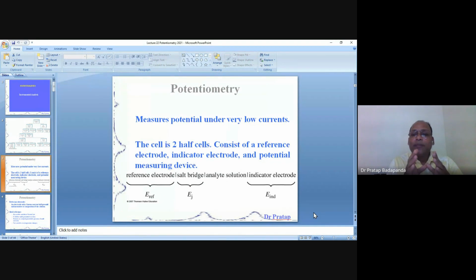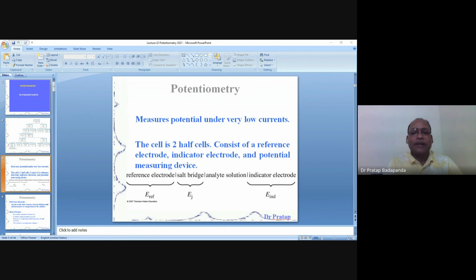Potentiometry measures potential under very low currents. That is the most important point, and the reason why potentiometry is so important. The electrode potential value can be measured under very low currents. You can use a battery, with no need for any kind of AC current, and on that you measure the potential with things like a voltmeter.